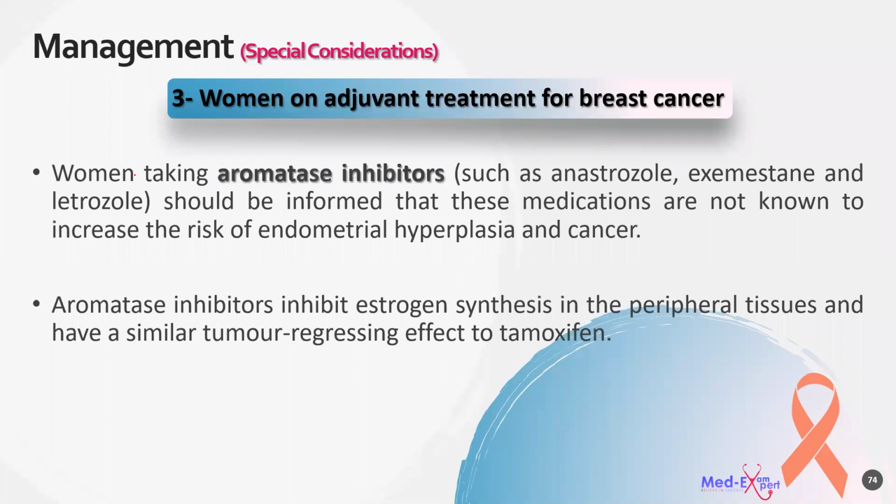The other category of drugs, the aromatase inhibitors, like anastrozole and letrozole, inhibit estrogen synthesis in the peripheral tissues by inhibiting the aromatase enzyme. So they could be used as an alternative to tamoxifen, and they don't have any agonistic effect on the endometrium, so they are not known to be associated with increased risk of endometrial hyperplasia and endometrial cancer.